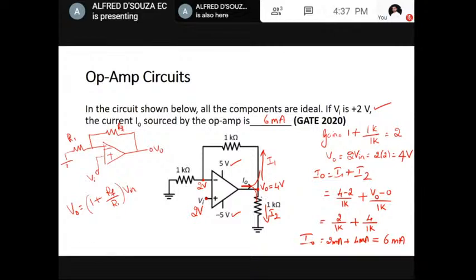When calculating the gain, this resistor has got nothing to do. This is the feedback resistance that is directly connected to V naught and it is connected in the feedback path. So you'll have to consider only this resistance. So the solution is 6 milliampere.